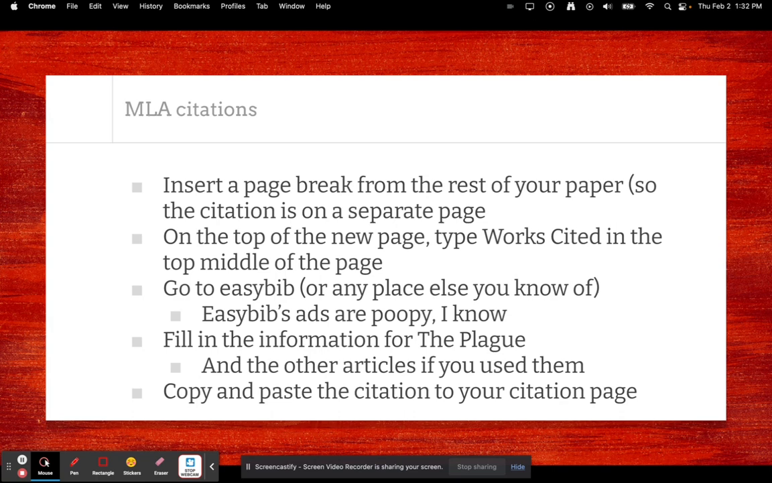I know EasyBib is so silly with their ads. Really bugs me. I get it. I don't know any other good websites.